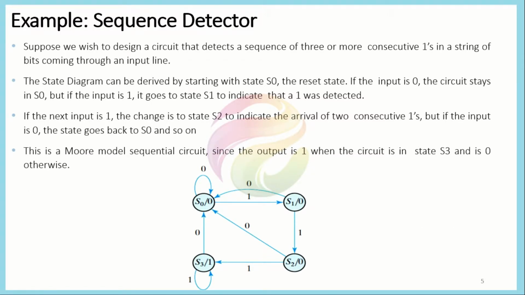We will be discussing this process through an example of a sequence detector. Suppose we want to design a circuit that detects a sequence of three or more consecutive ones in a string of bits. Say our system is receiving incoming bits from a serial input, and we want to determine whether there is a sequence of three or more consecutive ones in the string. So we have to detect it. How can we do it? We first need to formulate in our mind what the behavior of this kind of system could be.